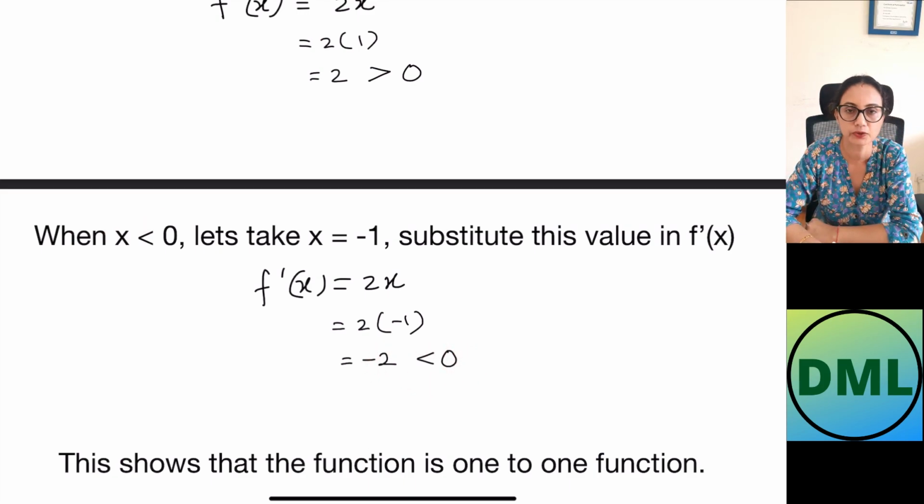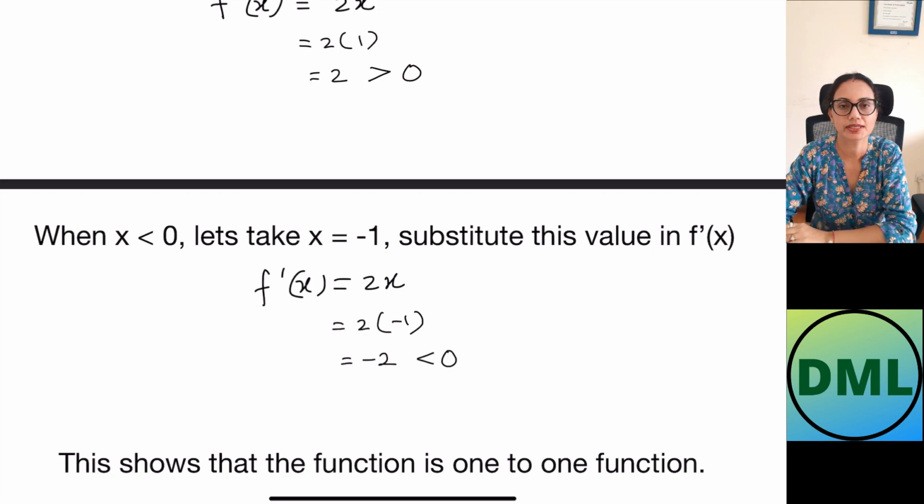So when you substitute a value greater than 0, your answer is greater than 0. When you substitute a value less than 0, your answer is less than 0. That means your function is a one-to-one function. This implies that whatever the critical value you have, if you take a value greater than the critical value, your answer will be greater than 0. If you substitute a value lesser than the critical value, your answer should be less than 0. That's how you can check whether your function is one-to-one or not.